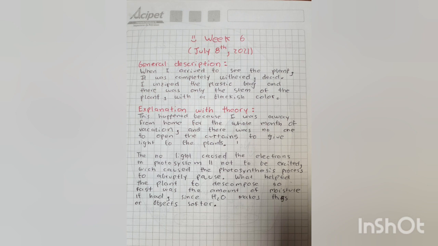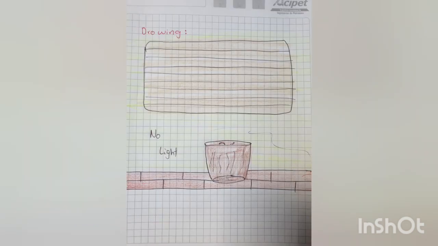Finally, in week 6, July the 8th of 2021, I was on vacation this month, so when I arrived to see the plant, it was completely withered or dead. I unzipped the plastic bag and there was only the stem of the plant with a blackish color. Well, this happened because I was away from home, as I just said, for the whole month on vacation, and there was no one to open the curtains to give light to the plant.